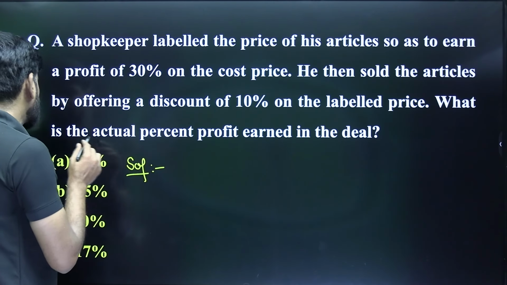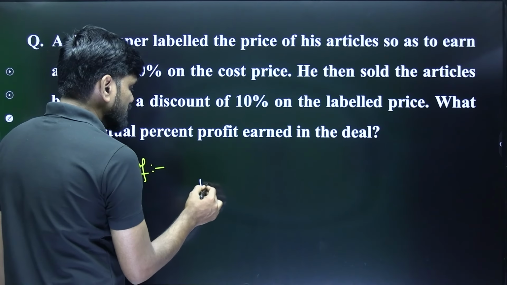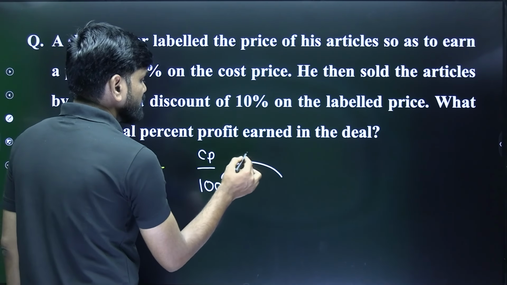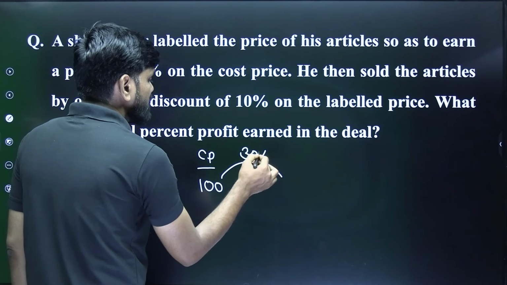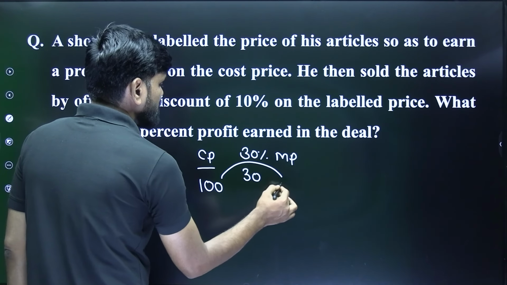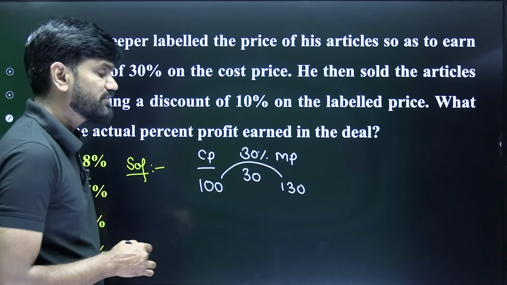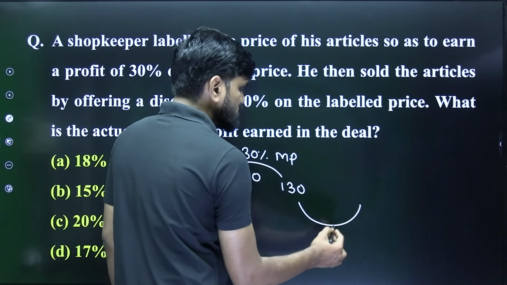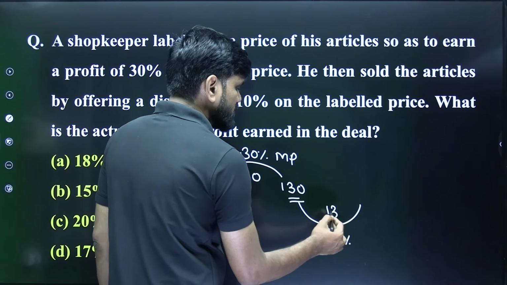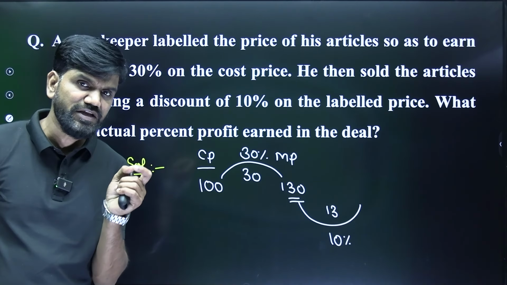He is marking it up in such a way that he is getting a profit of 30%, but he is offering a discount of 10%. That means a 100 rupee article he has marked at 130. That was his target. Without any discount, he would have got 30% profit. But he offered a discount of 10%. The discount has to be taken on the marked price. The 10% has to be calculated on 130, which is 13.